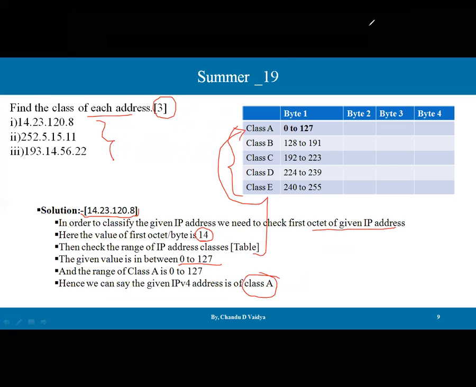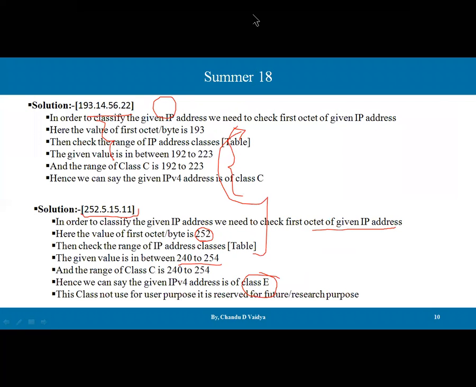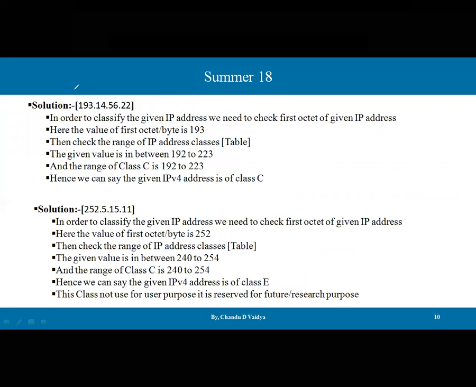Okay, it is very simple, guys. Then go to the next address, which is 193.14.56.22. So here we have to check the first octet. The first octet value is 193. Okay, 193 lies between 192 to 223. So it means it belongs to the class C, guys.